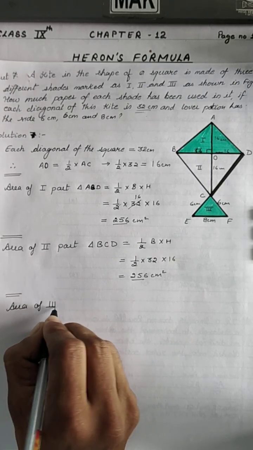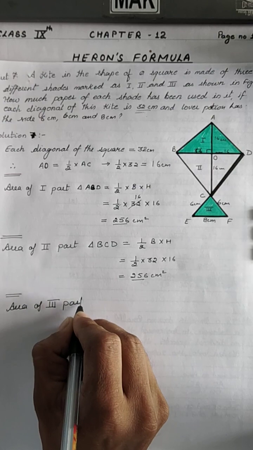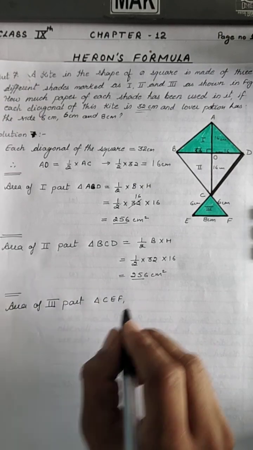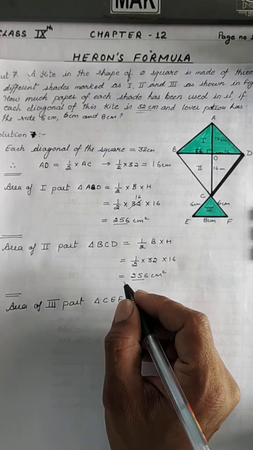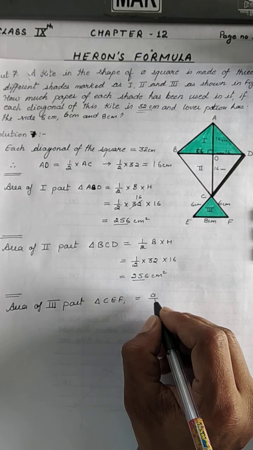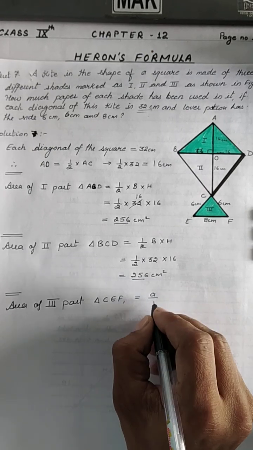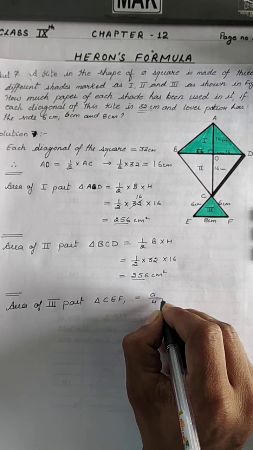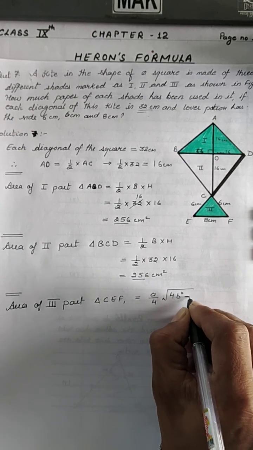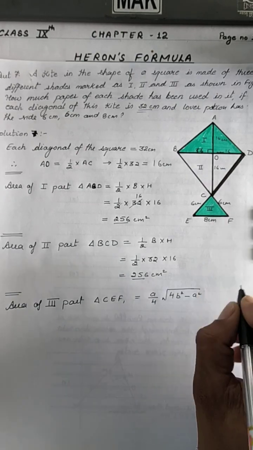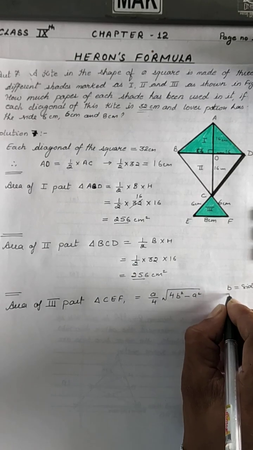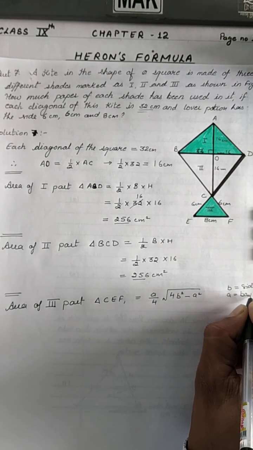Leaving one line, we will see the area of the third part, that is triangle CEF. It is an isosceles triangle. So to find the area of an isosceles triangle, the formula is a by 4 under root 4b square minus a square. In this, b is the equal sides and a is the base.